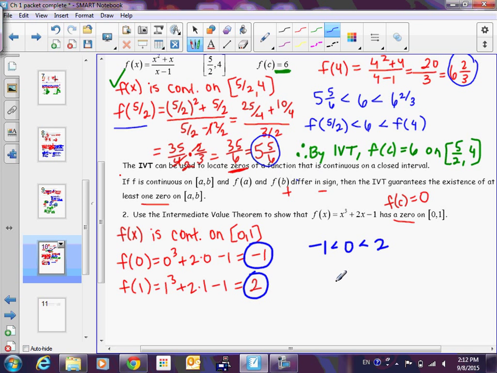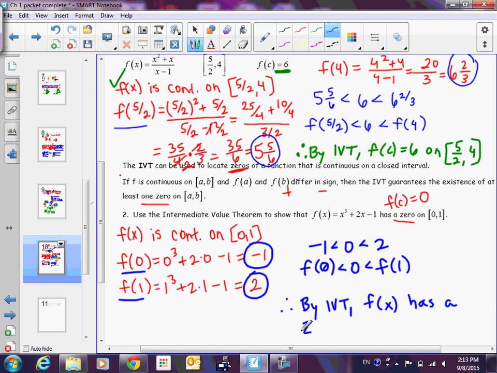And then we've got to relate it back to the function. Okay, what was -1 representing again? It's almost like going backwards in the problem. It was representing f of 0. What was 2 representing? It was representing f of 1. And then we can wrap it up. Therefore, by intermediate value theorem, f of x, now I'm going to go ahead and use the words that they told us to use, has a 0 on this interval.